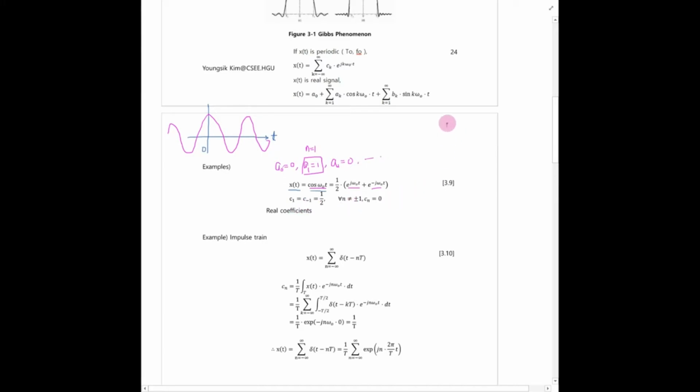So n equals 1 means c1 equals the coefficient of e to the j omega t, so that's 1.5. N equals minus 1 means that this coefficient is also 1.5. c minus 1 is also 1.5. n equals 0, c0 is 0. So all the other n's are 0. So that's shown here. So in the time domain, we can plot the cosine omega 0 t like that.